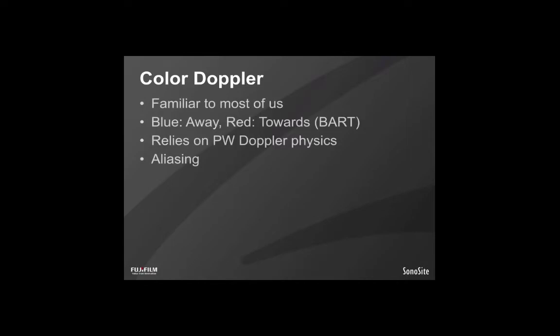Now, color Doppler, as mentioned, is the most familiar to us, and it is a graphical portrayal of blood flow, at least when it comes to echocardiography. And the BART mnemonic governs most of our understanding of this at the early stages, and that's, of course, that blue color reflects flow away from the transducer, and red color reflects flow towards the transducer.